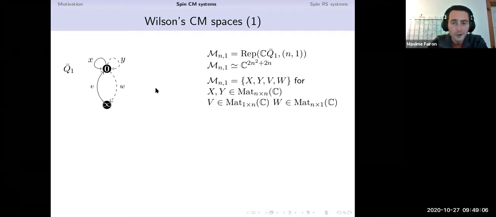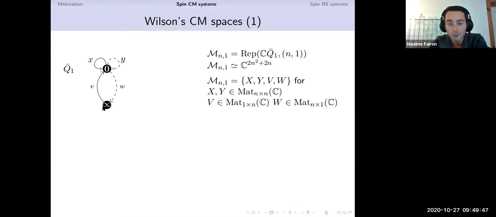So assuming that you're happy with this algebra, what we can do is just look at representations of it for some particular dimension vector. So that's what I mean by this n1. What I mean is that I will attach C^n at 0, and I will attach C at this infinity vertex. So it means that in terms of matrices, when I'm going to representation, this matrix x will go from C^n to C^n. Okay, so it will be an n times n matrix. The same will be true for the matrix y, which is also a loop based at 0, so it will also go from C^n to C^n.